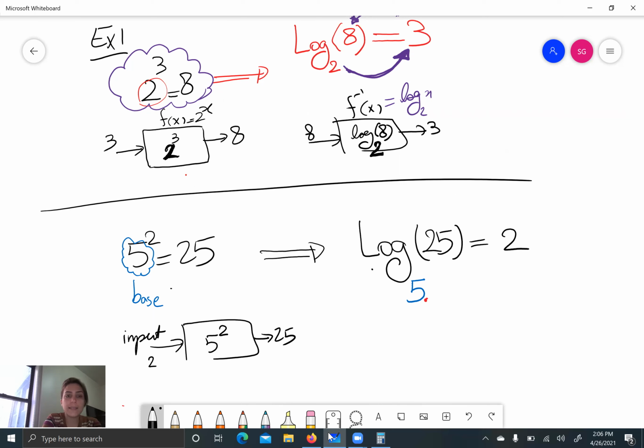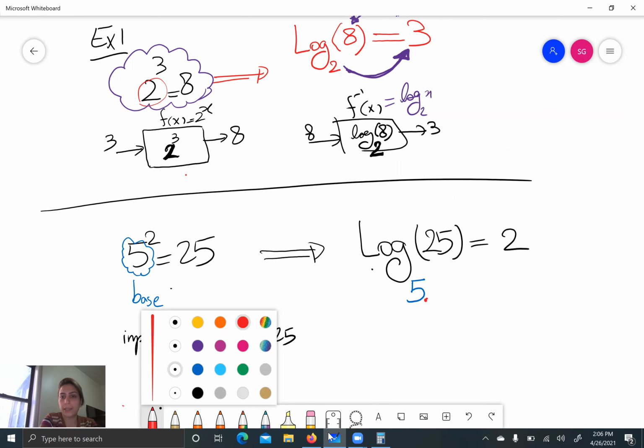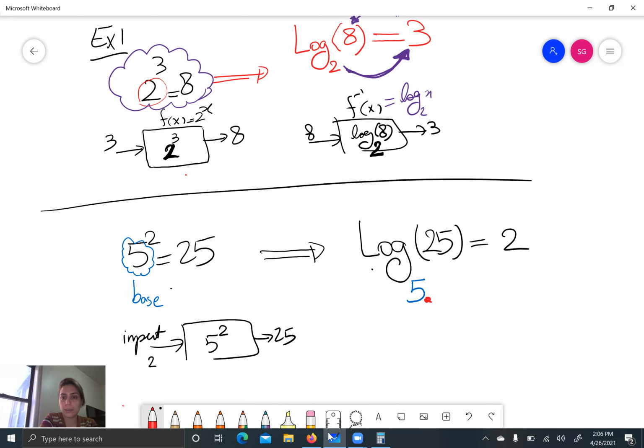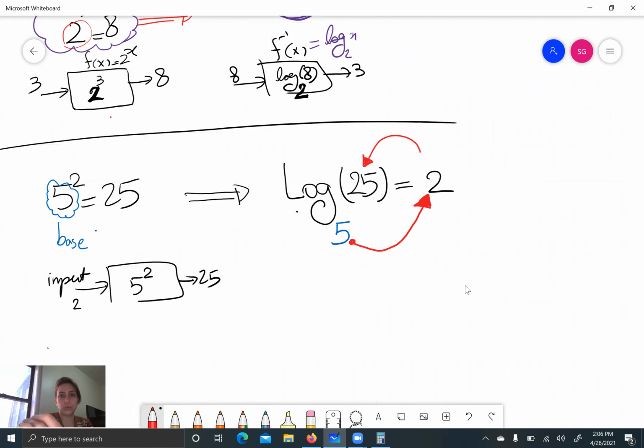Okay. Now, let's check if what we wrote is correct. Look, the base, raised to this number, 5 to the power of 2, should give me the value that sits in front of log. So you can always go in that direction to check your work. See if that's correct. Is that correct? So what does it say? It says 5 to the 2 should give me 25. Is that correct? Yes, because 5 squared is 25. So now this is correct.